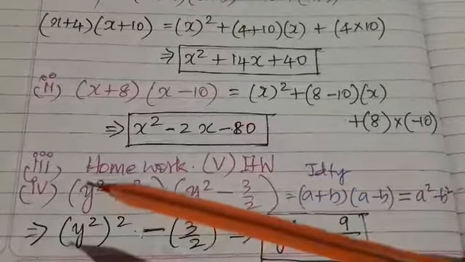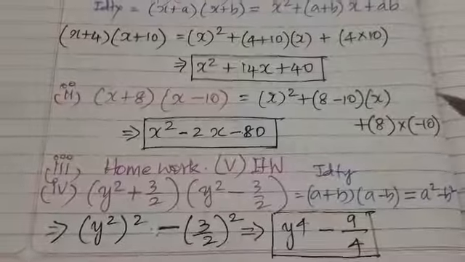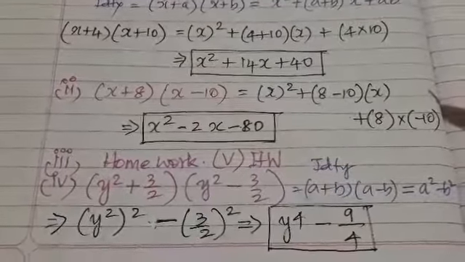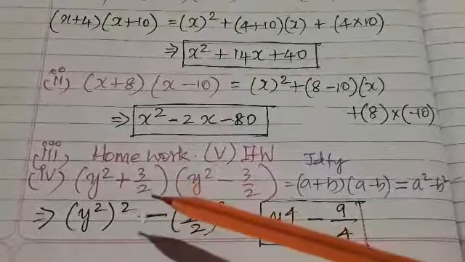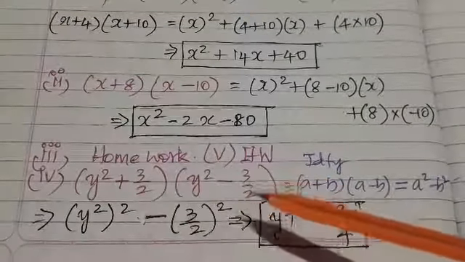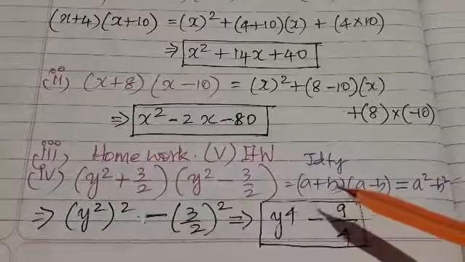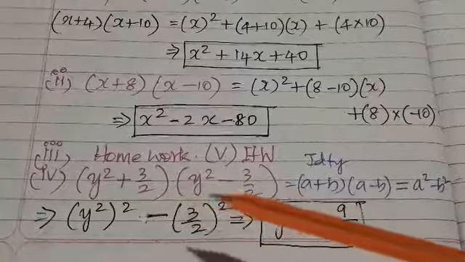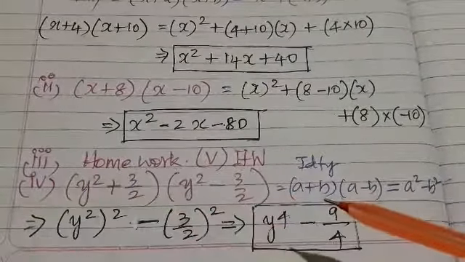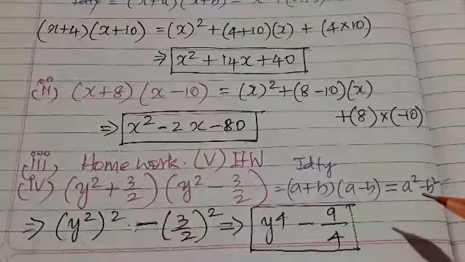Okay, and the third and fifth problems you try by yourself, take them as homework. Then the last problem I will do, the fourth problem. (y square plus 3 upon 2)(y square minus 3 upon 2). So based on which identity is it coming? (a plus b)(a minus b), because first term is common, second term is common, but plus minus is there. So (a plus b)(a minus b). What is the expansion? a square minus b square.